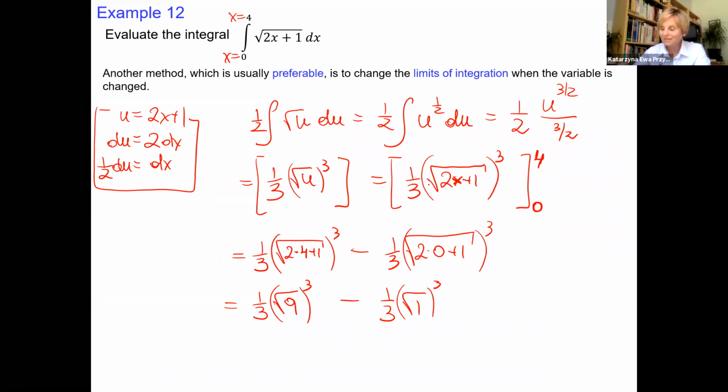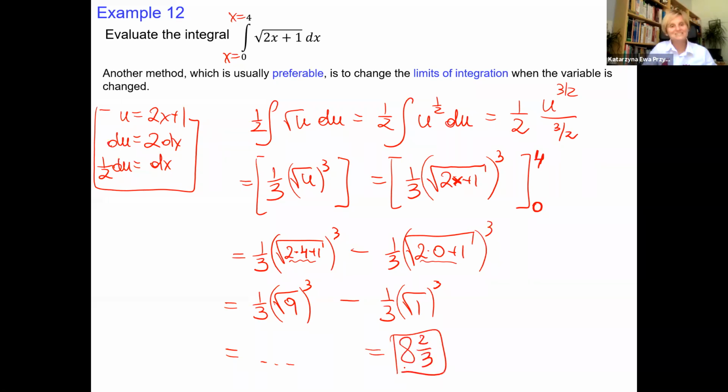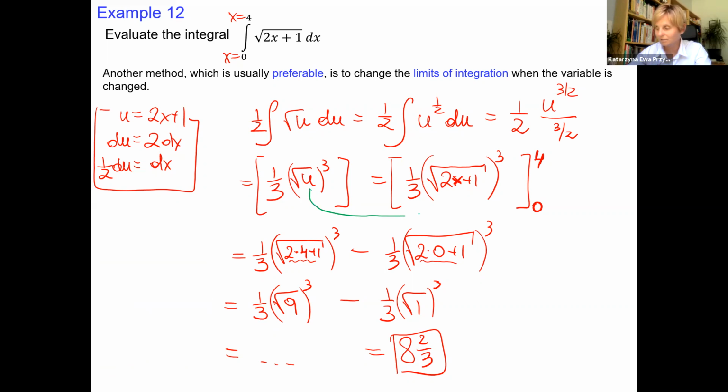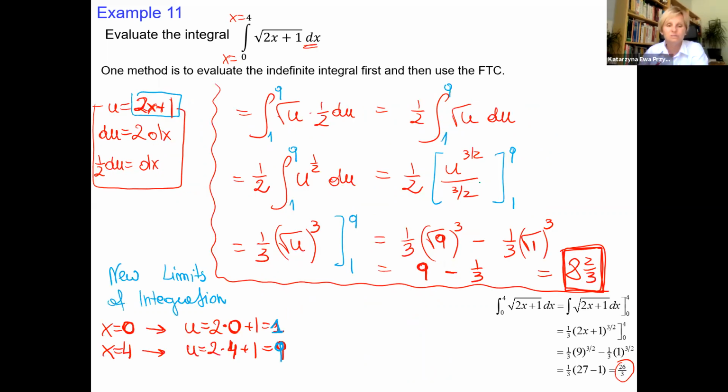The only thing is that we're doing the substitution inside. And of course, the answer is, what was the answer? 8 2/3. You can check the solution on the other side. We can do this, but we have to remember to get back to the original expression. But I would say we're usually using the new limits of integration. Okay, let's do one more.